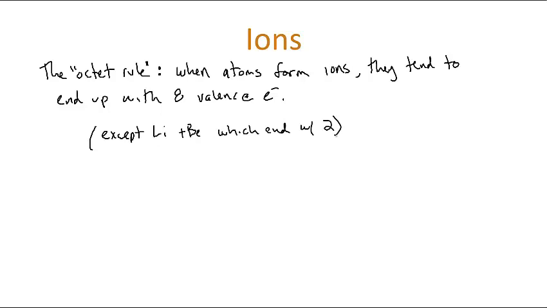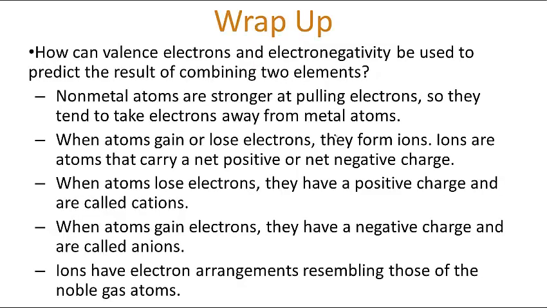So wrapping up, how can valence electrons and electronegativity be used to predict the result of combining two elements? Non-metal atoms are stronger. They take electrons away from metals. When atoms gain or lose electrons, they form ions, so they're no longer neutral. Ions are atoms that carry a net positive or net negative charge. When atoms lose electrons, they have a positive charge and are called cations. When atoms gain electrons, they have a negative charge and are called anions.